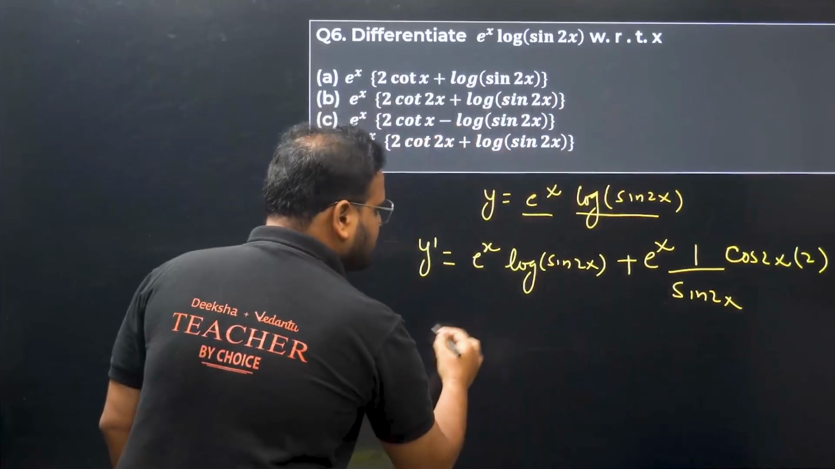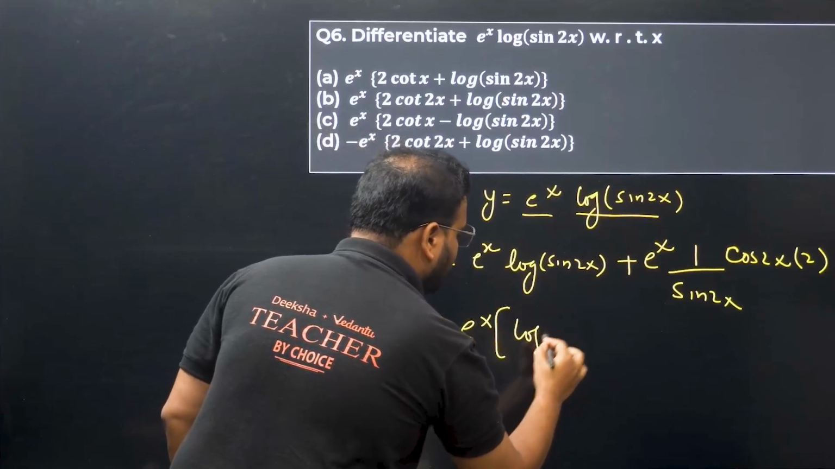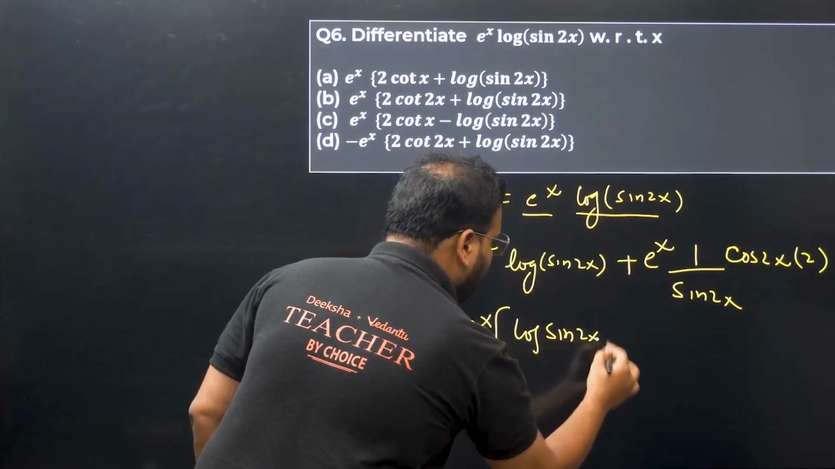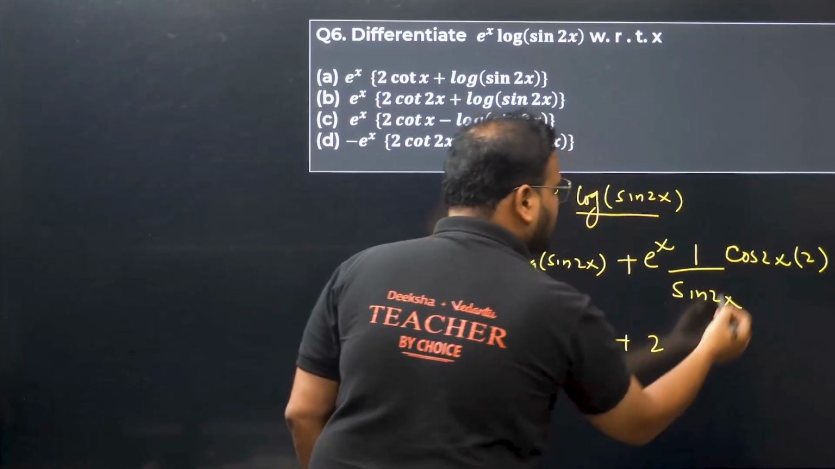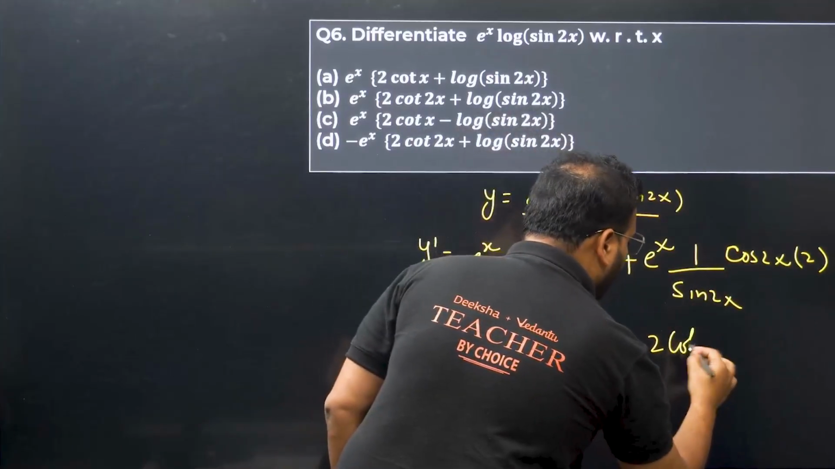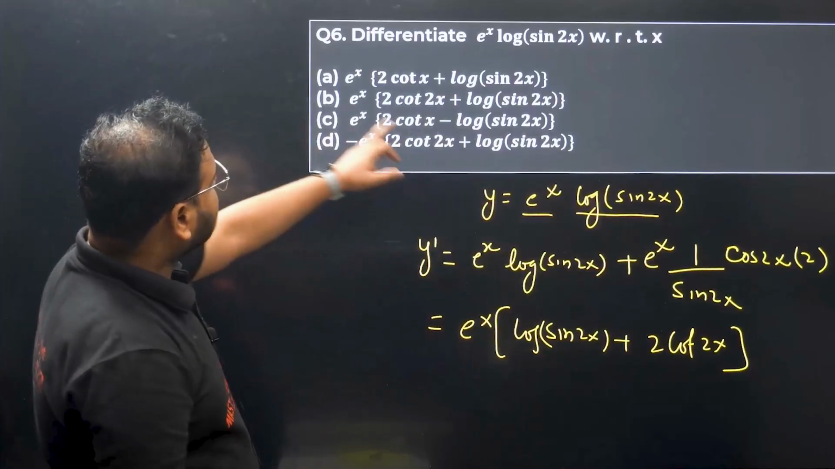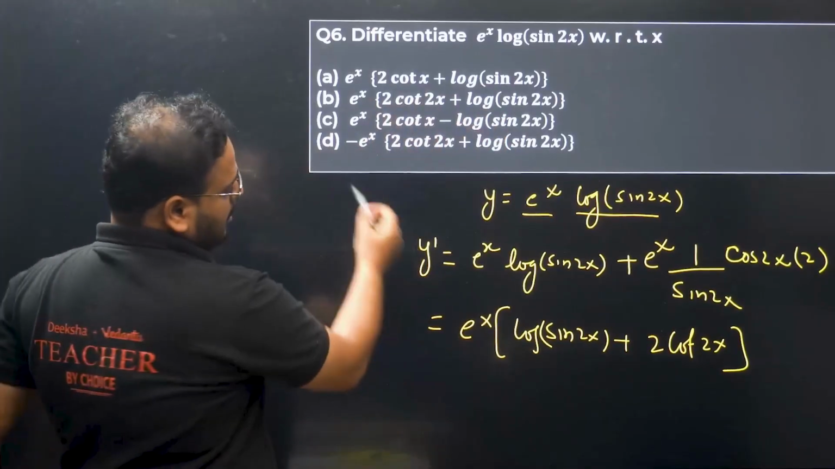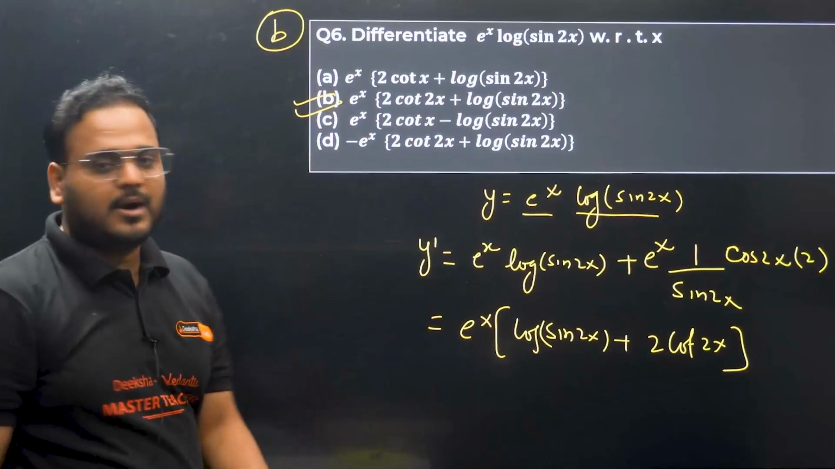Please cross check my answer. I am taking e power x common over here. This will become log sine 2x, the first term, and this will be 2. This number 2 will come, cos by sine will be cot 2x. Your option is e power x log sine 2x plus 2 cot 2x. Option B is correct. Question number 6 is over.